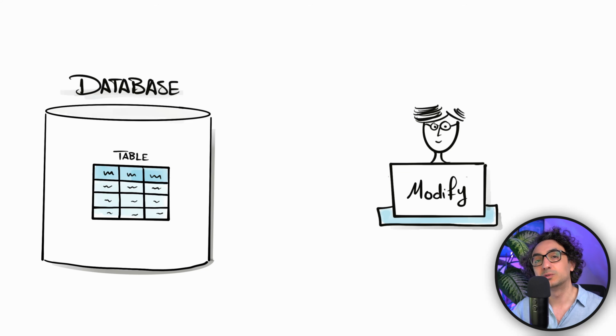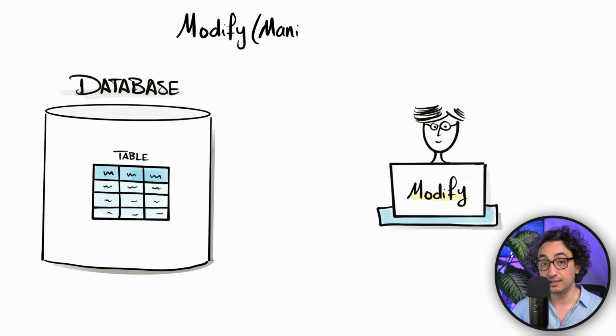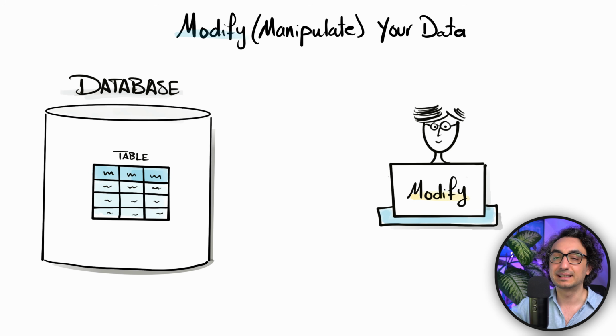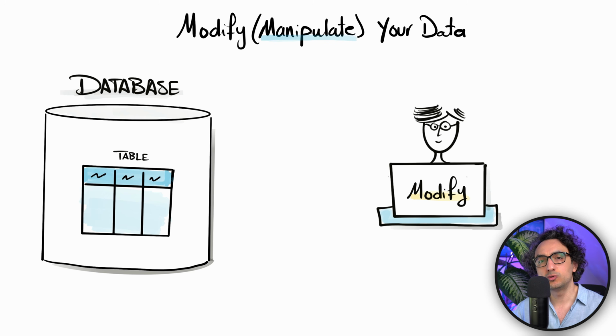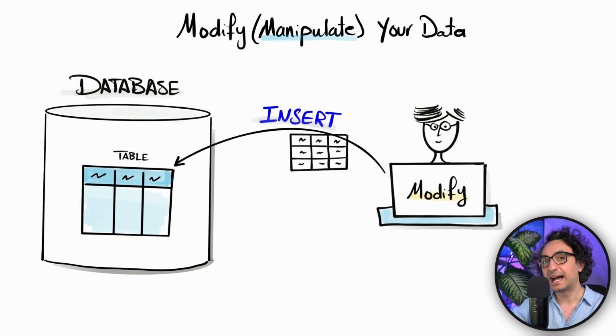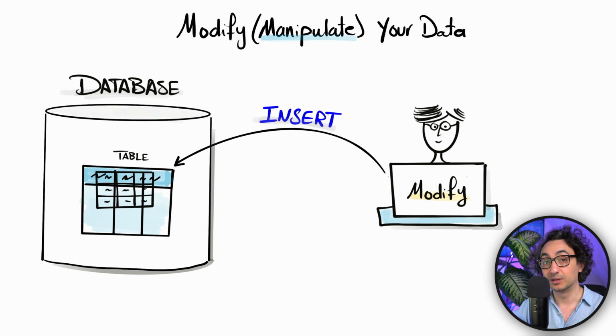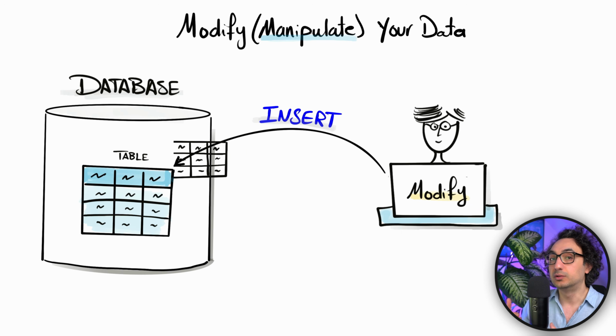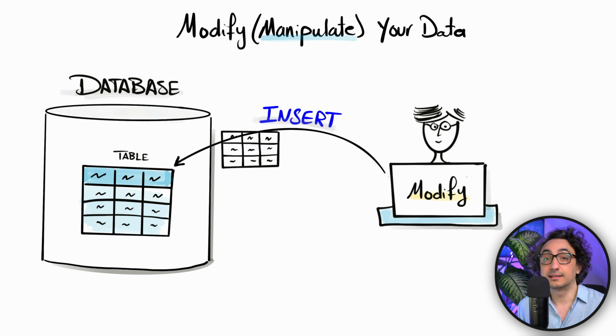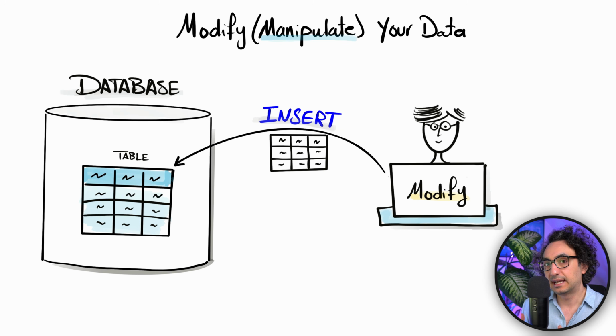Alright, so now we're gonna go and modify and manipulate your data inside the database. Sometimes you have a table inside your database and the table is empty. You don't have any rows, any data inside the table. Now in order to add your data to the table, you can use the command INSERT. So INSERT is gonna add new rows to your table. And of course, the table doesn't always have to be empty to add your data. You can add new rows to already existing data, and SQL is gonna append them at the end of the table.